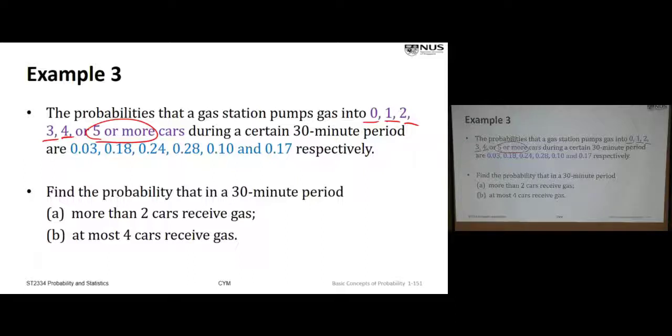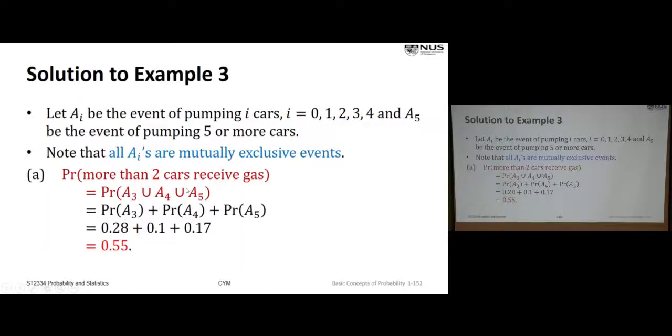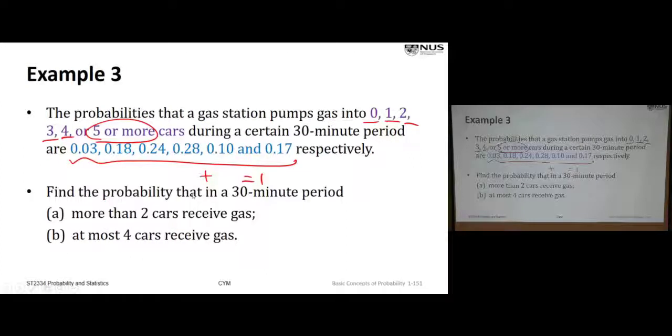We are asked how to find the probabilities. Now, first of all, check: does all this add up to 1? If not, something is wrong, because we are supposed to cover all possibilities. No car there to fill up the tank, or 5 or more, including 5, 6, 7, 8. So every number will be covered, and it should add up to 1. The probabilities should add to 1.